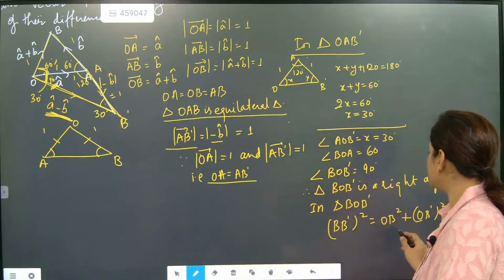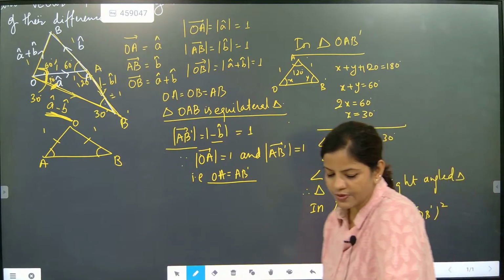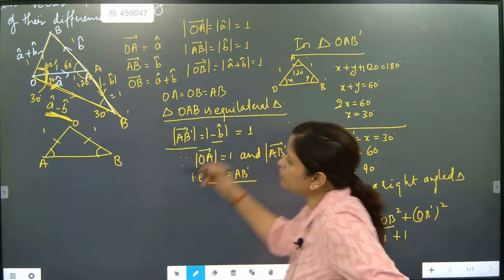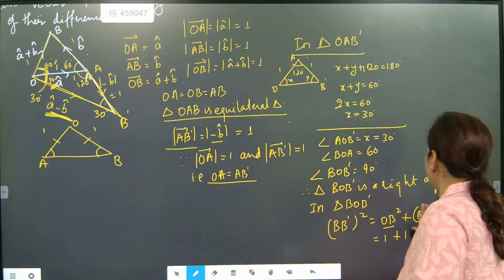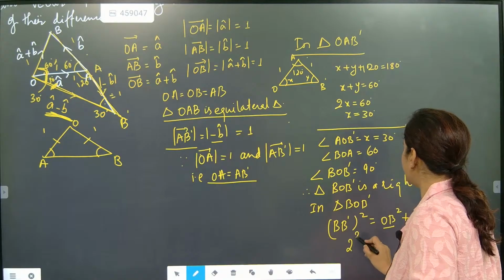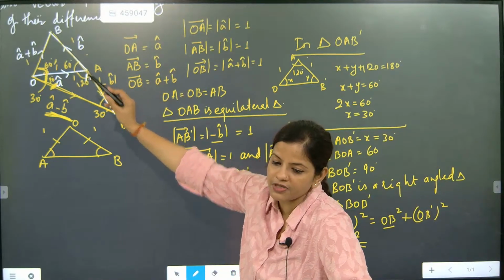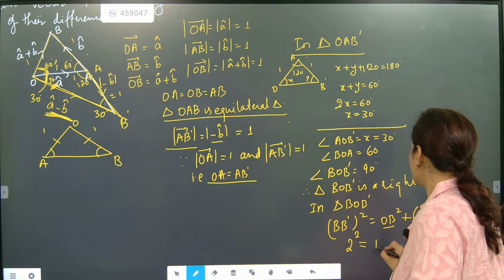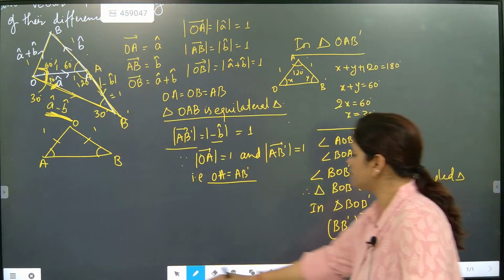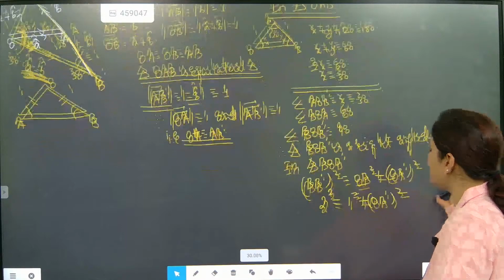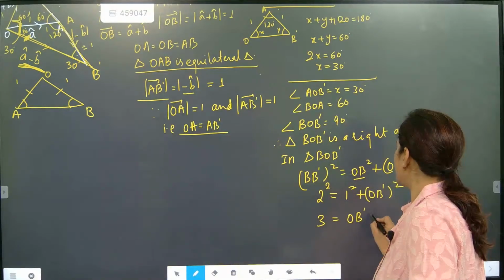So here it will come as OB dash, and this part is 1 and this part is 1. Both will be coming as 2 square, because for the hypotenuse this part is 1 and this part is 1, so 1 plus 1 will become 2. So 2 square is equal to OB, and OB is exactly the vector A cap plus B cap. That part will be 1 square plus OB dash whole square. So this becomes 4 minus 1, which is 3, equal to OB dash whole square.